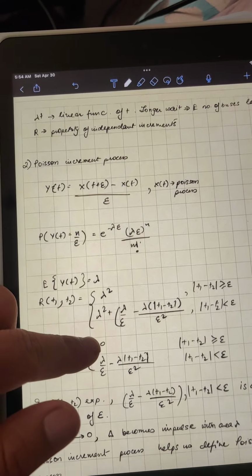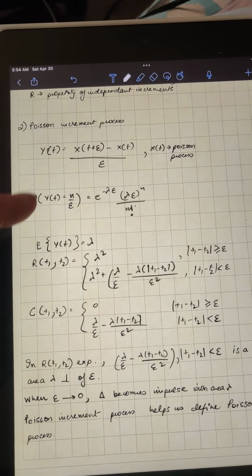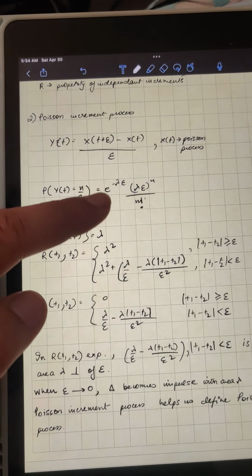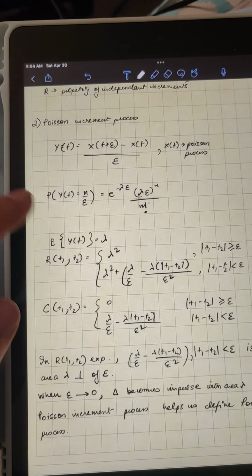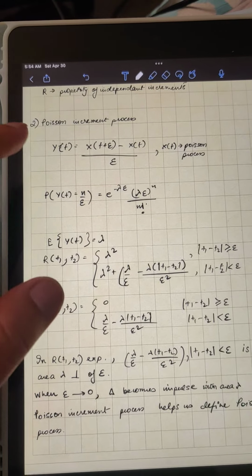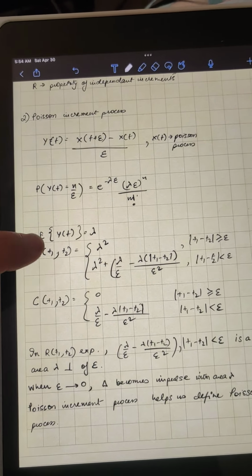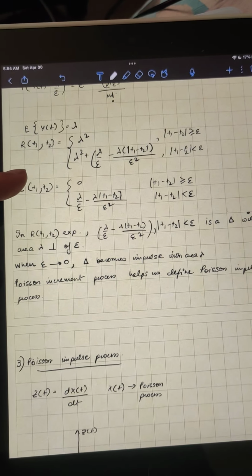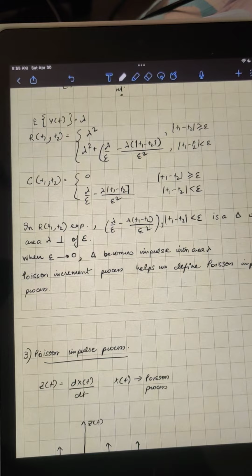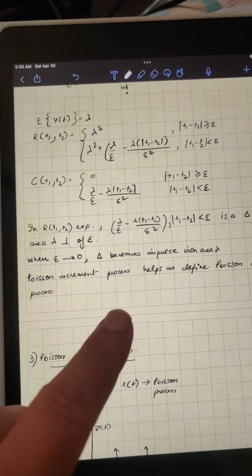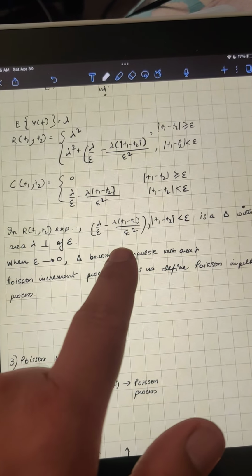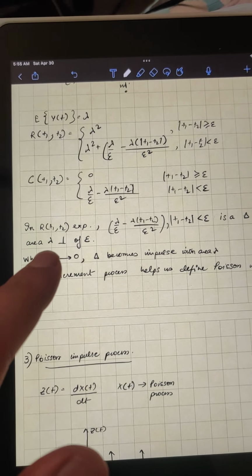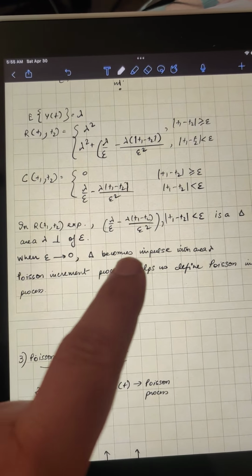So next we come to the Poisson increment process. As you can see, I've listed the definition. Xt is a Poisson process, so yt is defined as this. This is called Poisson increment process. Listed out various properties, and here you can see that the autocorrelation function is something like this, a triangle with area lambda and is independent of epsilon.